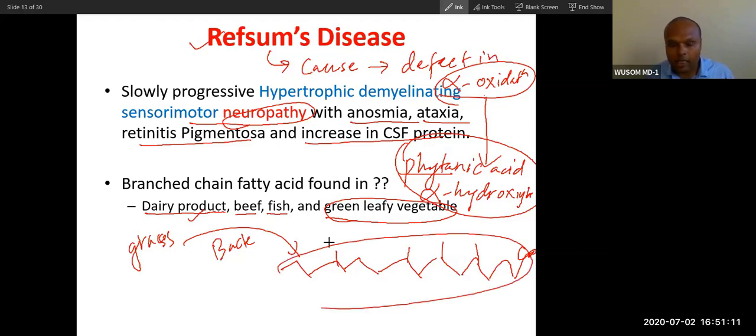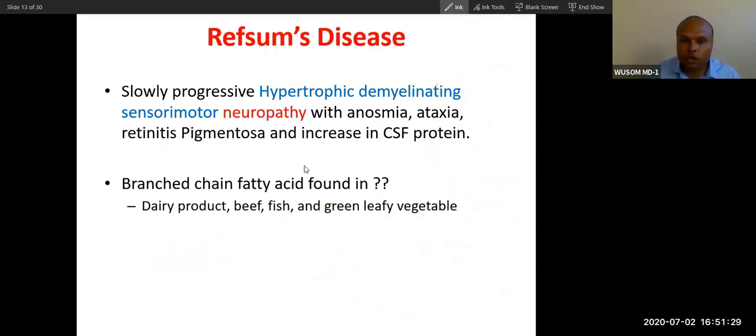This compound, phytanic acid, is metabolized in peroxisome by the enzyme phytanyl coenzyme A alpha hydroxylase. If this enzyme is absent, what will happen? This branch chain fatty acid will accumulate and be incorporated into nerve tissue, and because of that it will cause hypertrophic demyelinating neuropathy. The nerve will try to heal, and this healing response is referred to as hypertrophic nerve. It is a sensory and motor neuropathy.